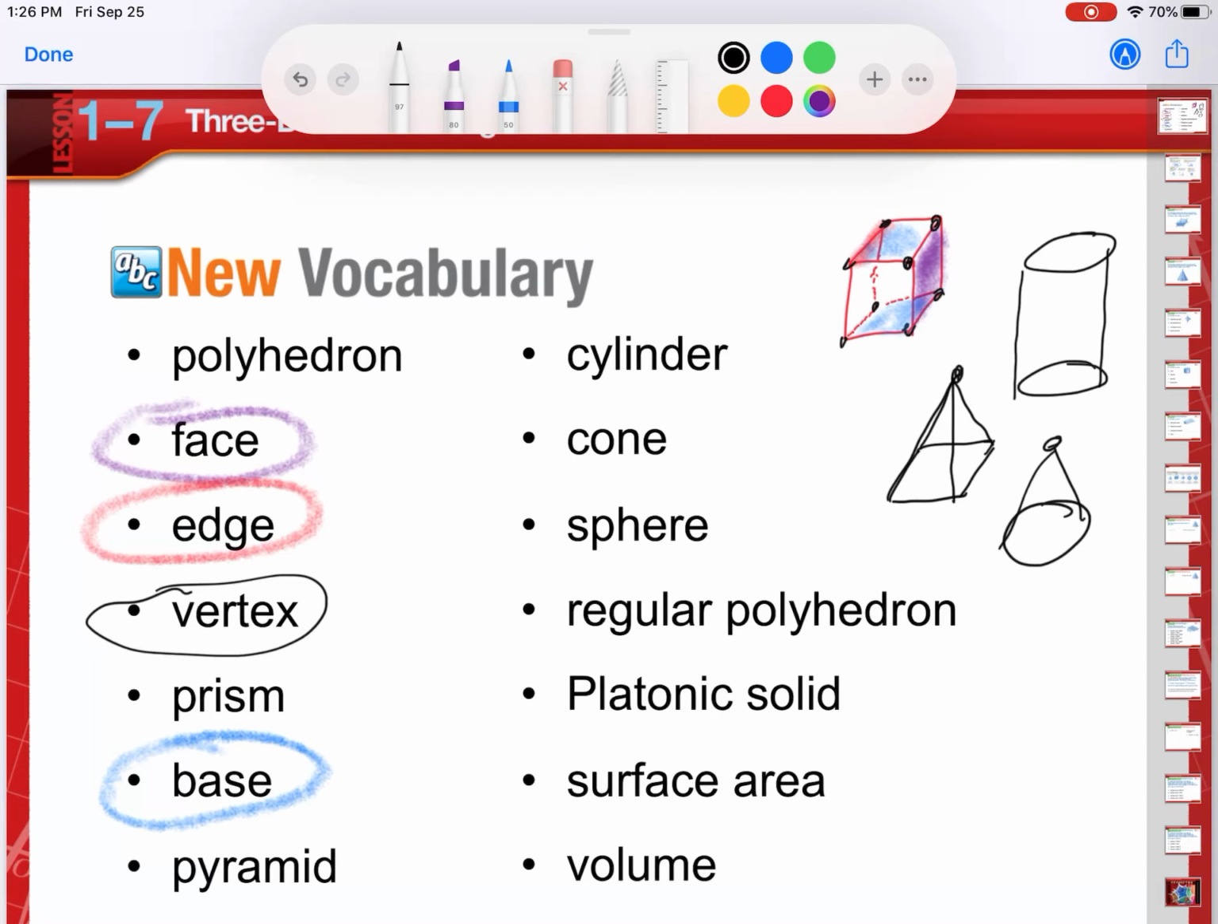A regular polyhedron is a... find your words, Mr. Wright. One of those days. So a regular polyhedron would be a polyhedron where all the faces are congruent. So they're all made up of the same shape that's the same size.